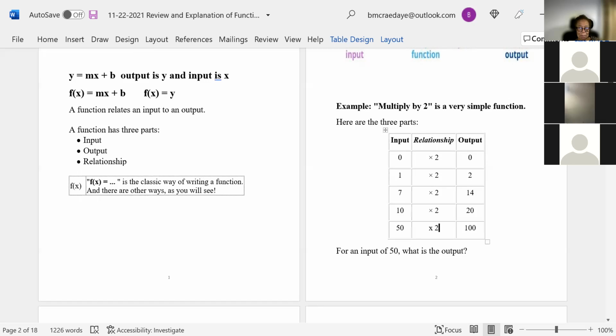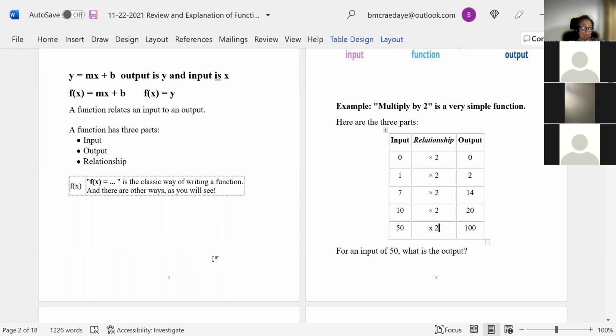Does it always have to be multiplication? No, it doesn't. Remember, your relationship could be multiplication, division, subtraction, addition, or a combination. You may be multiplying and adding. Like over here, f of x is mx plus b for this linear function. We're multiplying and adding a constant, so it's a combination, but it's always addition, subtraction, multiplication, division that makes up your relationship.